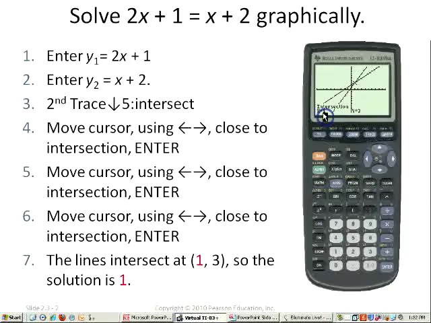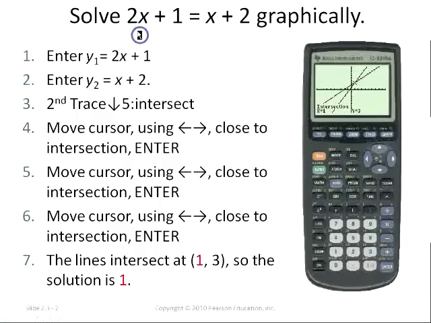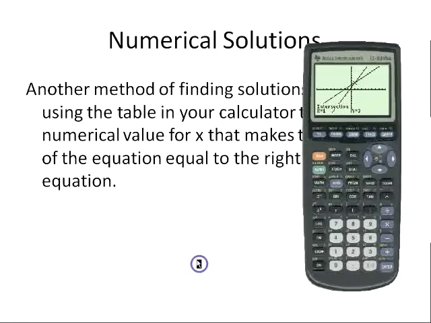It tells you now that the intersection is at the point x equals 1, y equals 3. Because our original problem dealt with x's, it's only the x coordinate here that we look for.